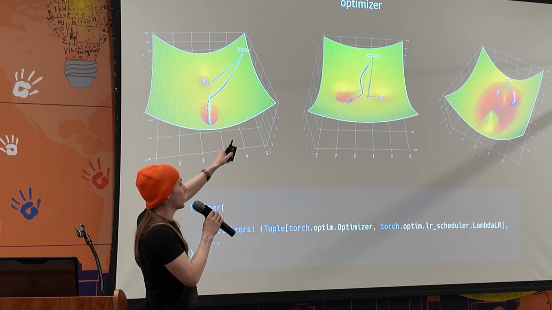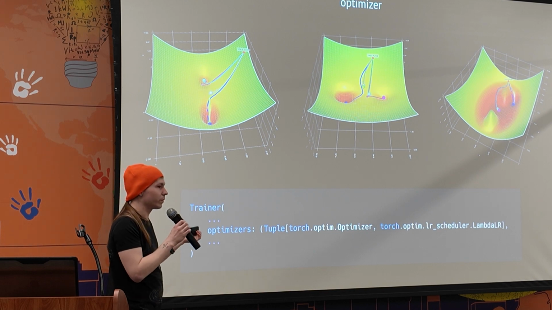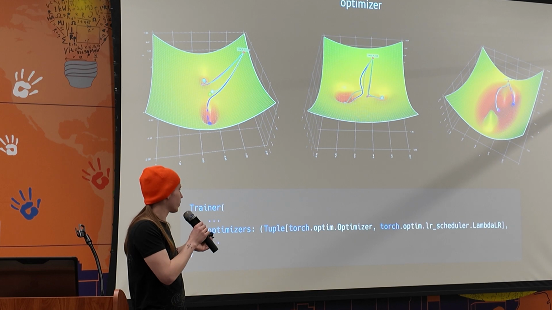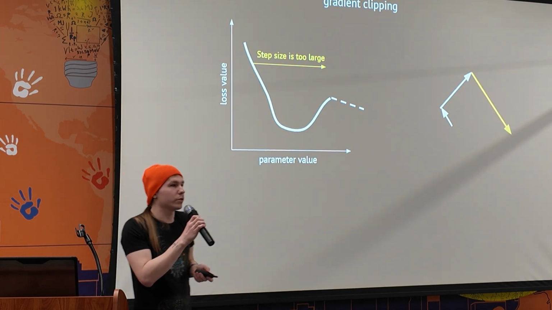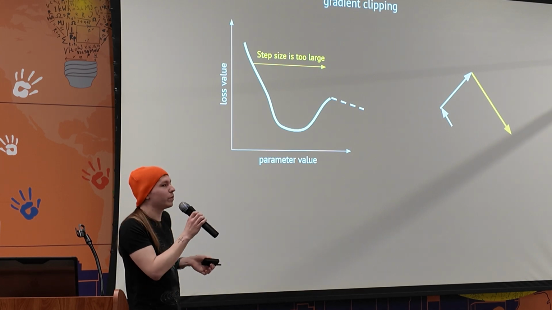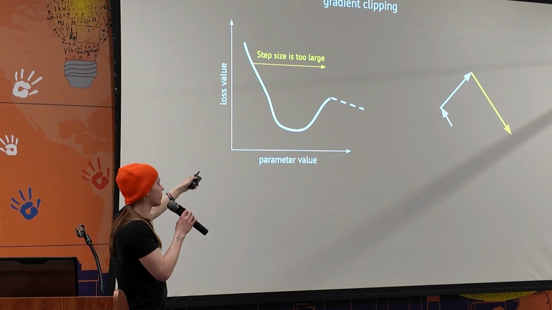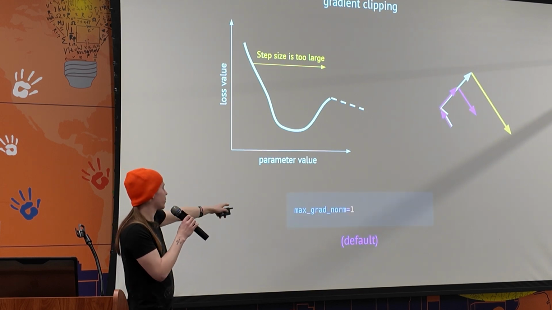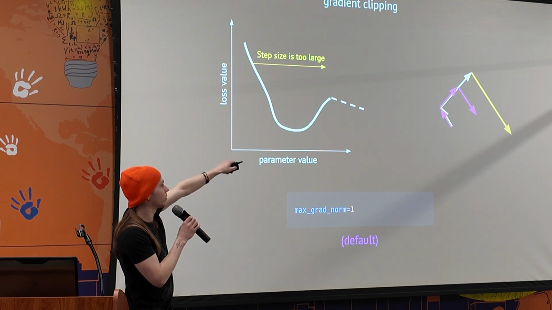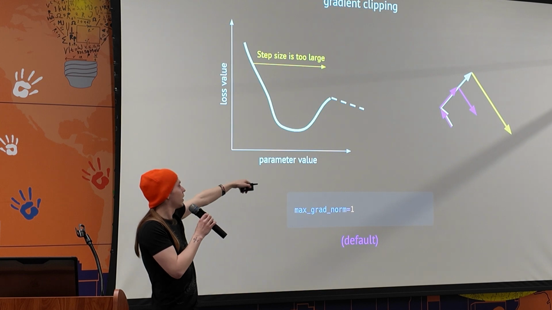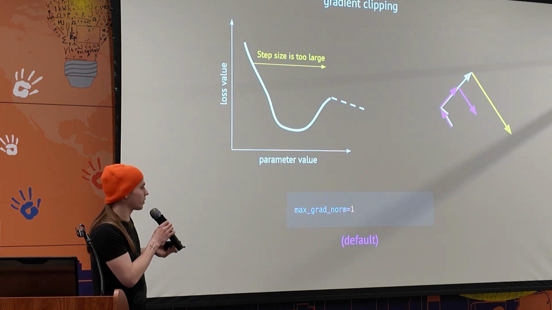We can control the physics of how our balls follow the surfaces and use different optimizers. To set another optimizer or learning rate scheduler, we can change the arguments of the trainer itself. Another thing we can use is gradient clipping. Sometimes our step may be too large, and it will give us a bad trajectory on the loss curve. In this case, we can set this parameter, which is by the way set by default, but you can play with it. It shrinks the maximum step size, and it gives more stable training.